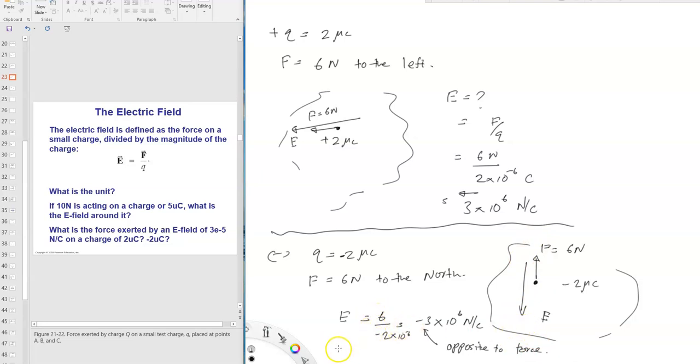Even if you don't use the negative sign, even if you just do 6 over 2 times 10 to the negative 6, you get 3 times 10 to the 6. With this, you have to clearly explain which way the electric field is pointing. In this case, you have to say that it's going in the downward direction. Okay.